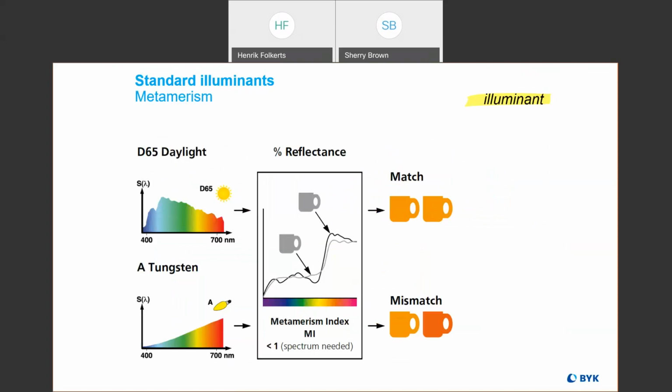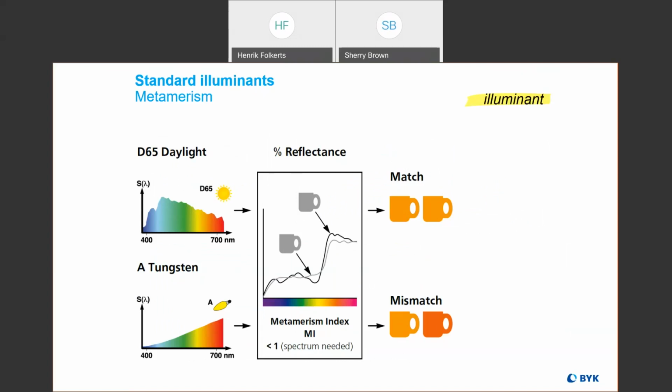So here's an example. There is a phenomenon called metamerism. Metamerism is when you look at two different objects under one light source and the color appears to match. But if you look at those two objects under a different light source, the color does not match. That's called metamerism. And you can see here the reason for that.